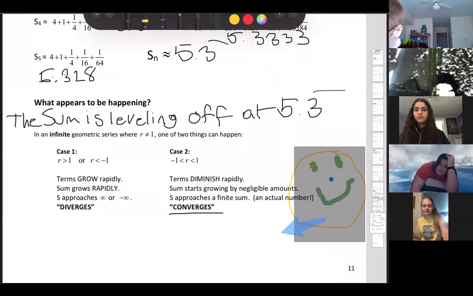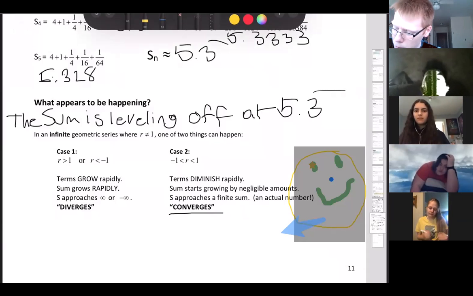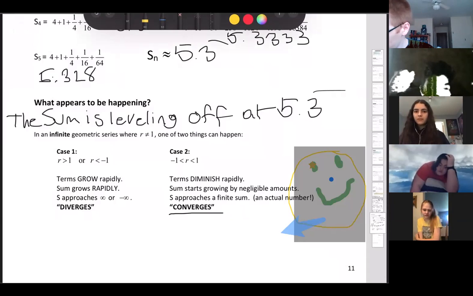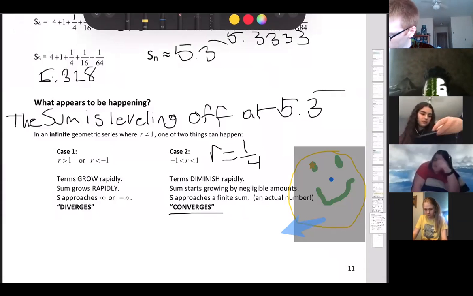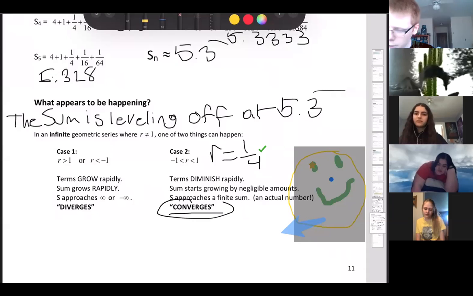So how can you tell this is going to happen? Really what you want to look for is if your R value is between -1 and 1. What was our R value in the problem we just looked at? 1/4. We saw that our R value was 1/4 because what we were adding was 1/4 as big each time. So you'll see the terms diminish rapidly and the sum starts growing by negligible amounts. S approaches a finite sum in actual numbers. So this is called a convergent series.